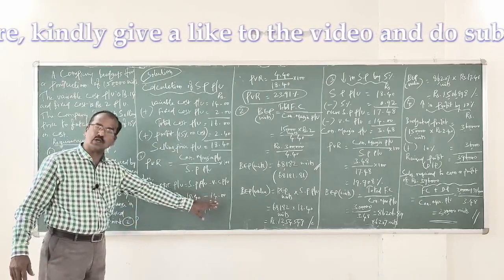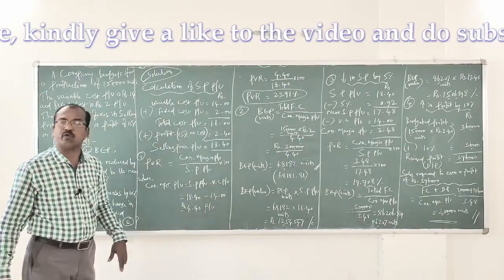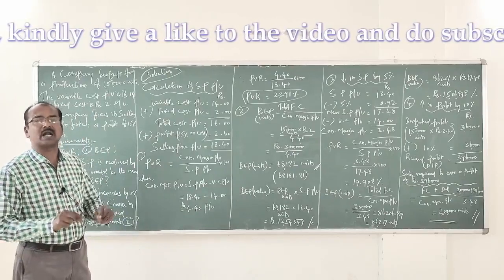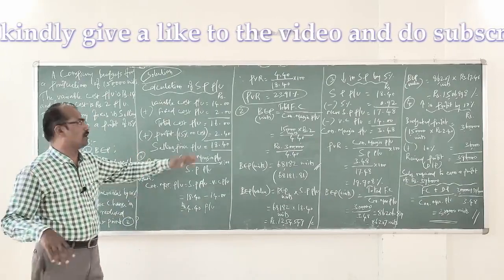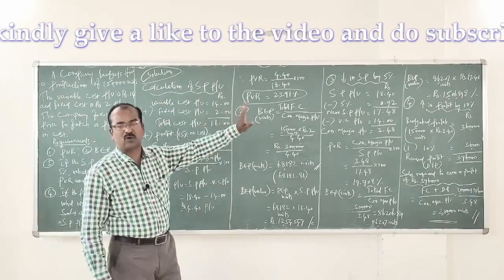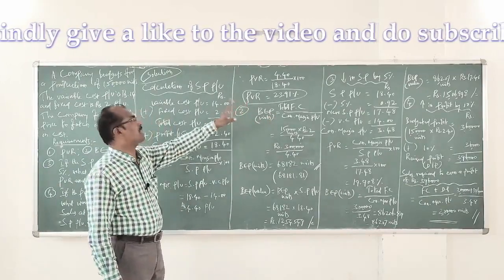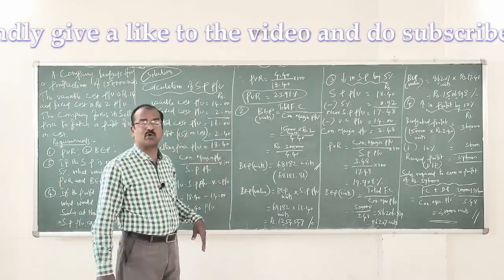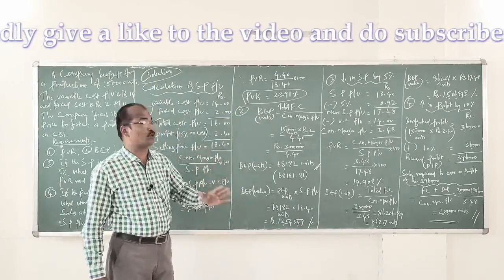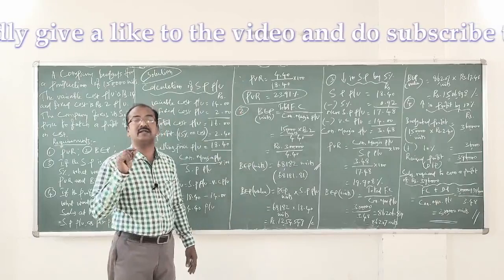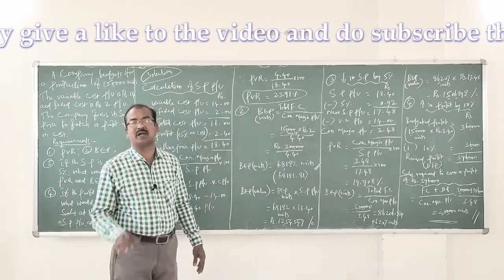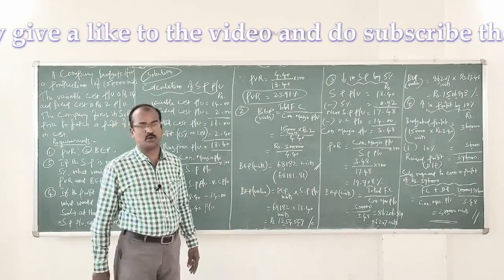So 18.40 minus 14 rupees gives us 4 rupees and 40 paise per unit. It is nothing but contribution margin per unit. Now let us apply them in the formula for calculating PVR. 4.40 contribution margin per unit divided by 18.40 selling price per unit into 100 gives us 23.91%. That's nothing but profit volume ratio.